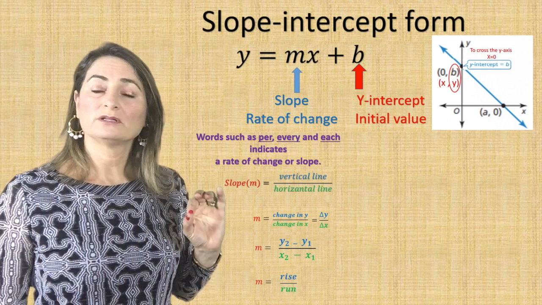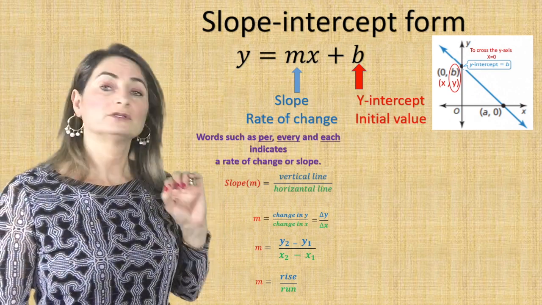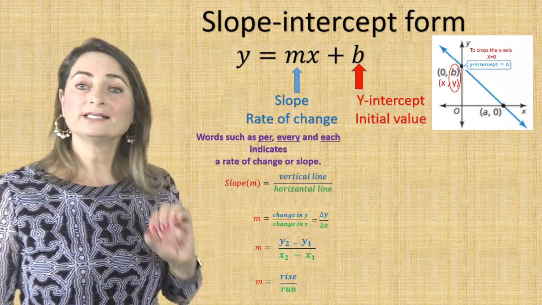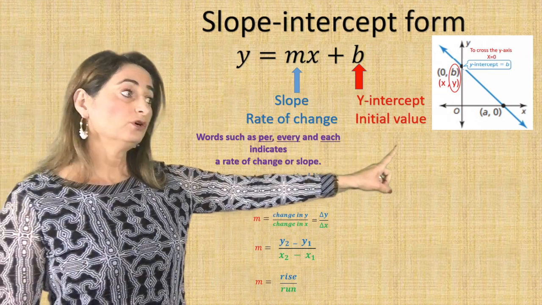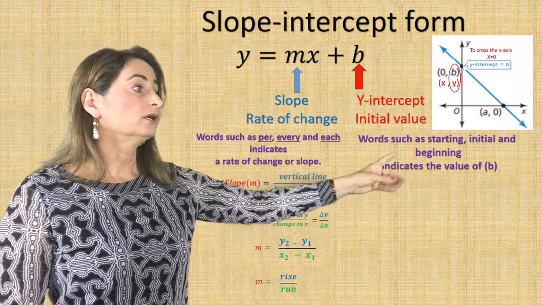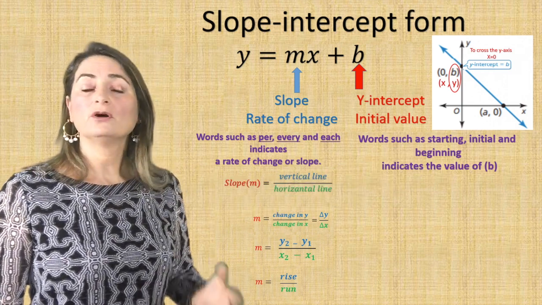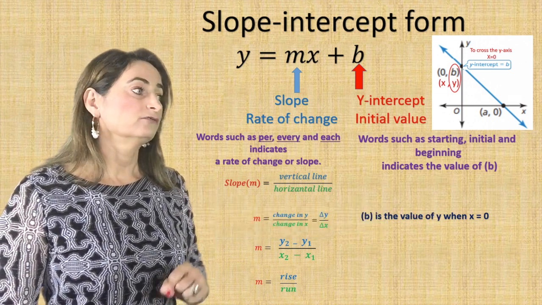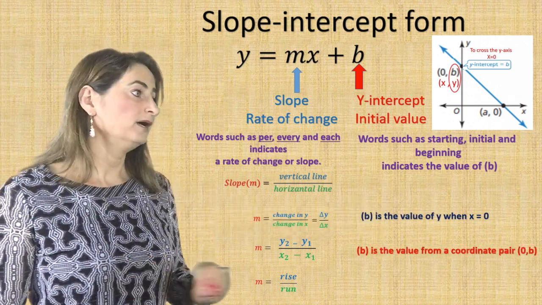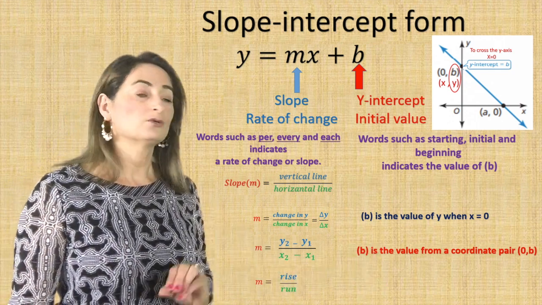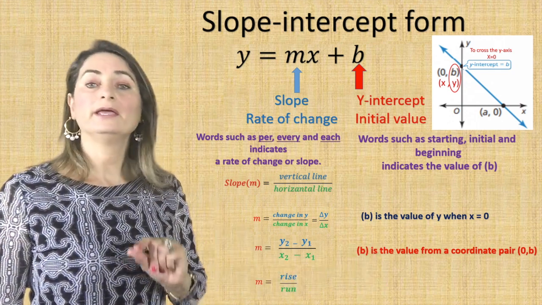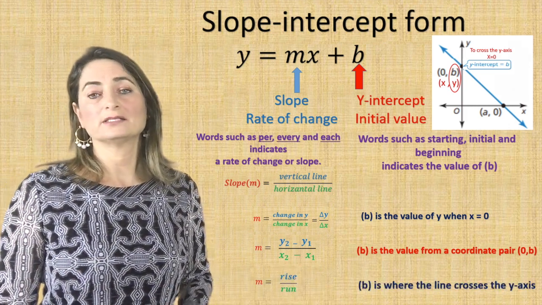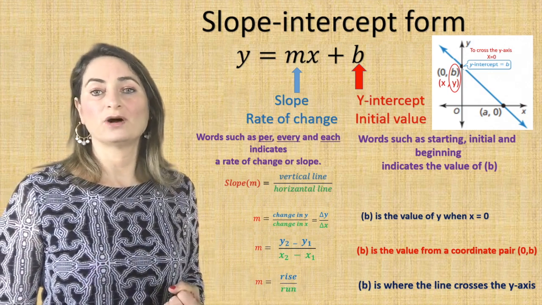B is the y-intercept. Here's the graph to remind you where the line crosses the y-axis. That's why I call it the y-intercept. At 0, b, for it to cross the y-axis, x has to be 0. In words, initial value, starting value, or beginning value all indicate a starting point or the y-intercept. Also, b is the value of y when x equals 0. Keep that in mind. b is the value from a coordinate pair where x is 0 and b is the y value. And b is where the line crosses the y-axis. They are all the same thing. That's how we find the y-intercept.